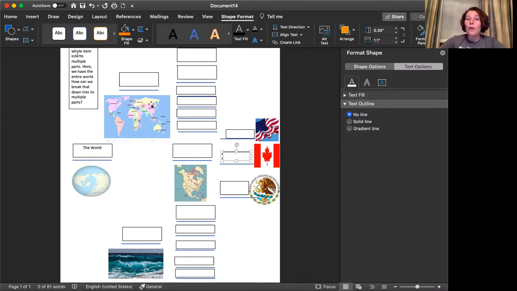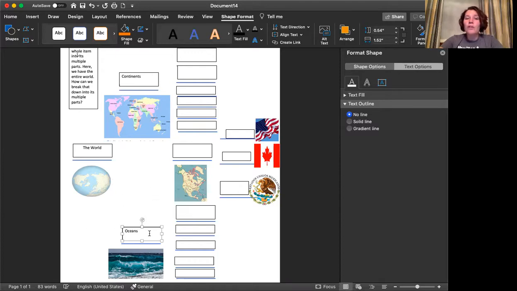What are the two biggest parts to the world? Yes, continents and the oceans. So let's go ahead up here and write down continents and oceans. Awesome. So these are the two biggest parts that make up the world.